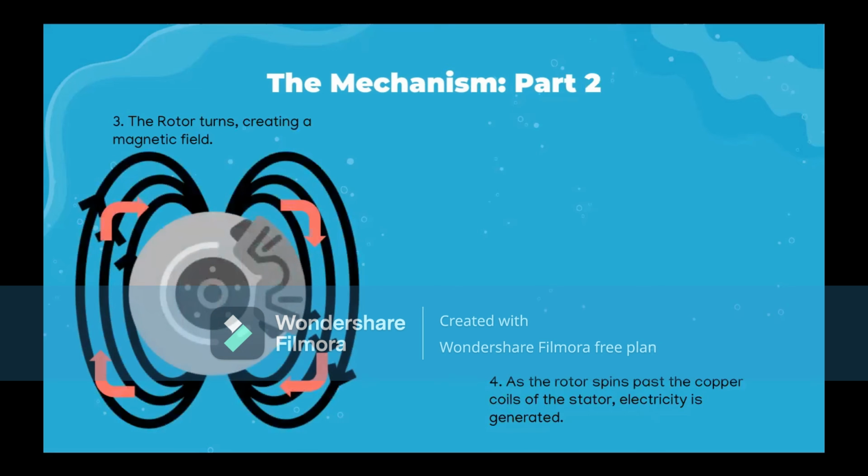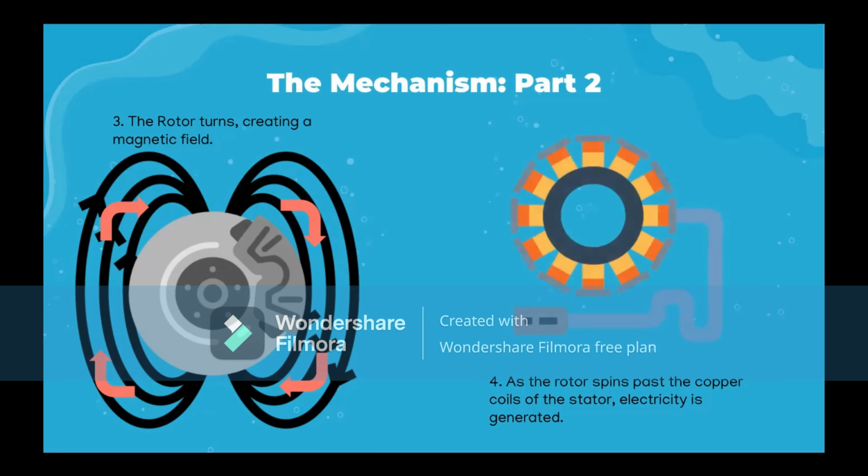The rotor is packed with many magnets, and the rotation of these magnets helps to create a magnetic field. This magnetic field is very similar to the type that we see on Earth. As the rotor spins, it passes by copper coils that make up the stator. When it passes by these copper coils, electricity is generated.